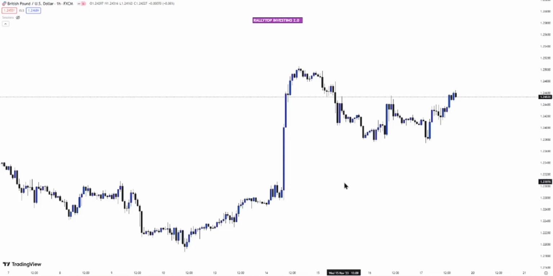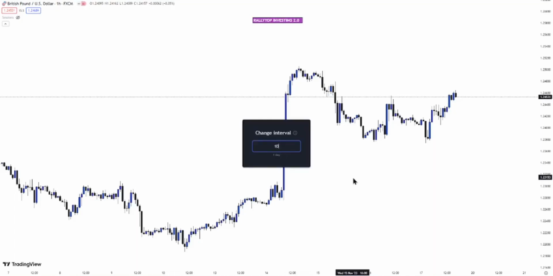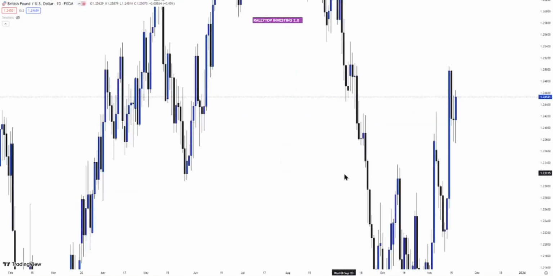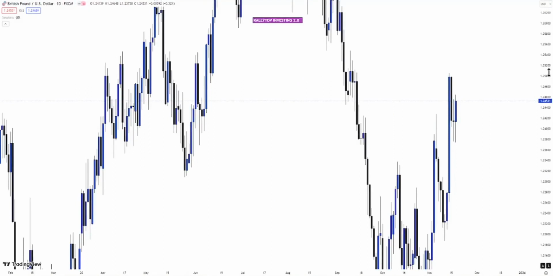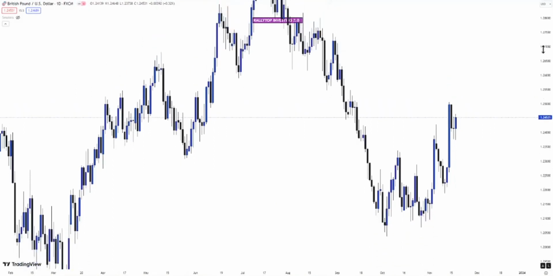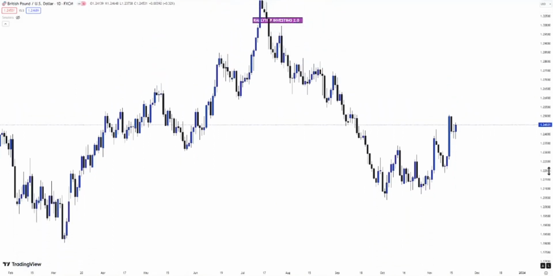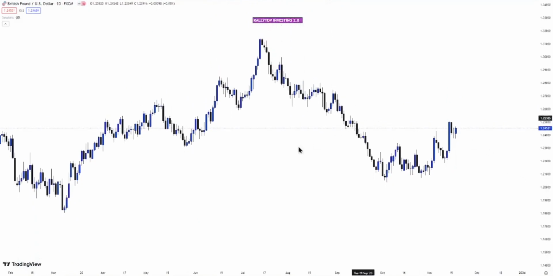First of all, we'll start off with GBP USD, and we want to get to the daily time frame to know what the daily time frame is saying. Now, this is the daily time frame of GBP USD. As you can see on the daily time frame, like we have been saying, we have been discussing this pair for quite some time now.